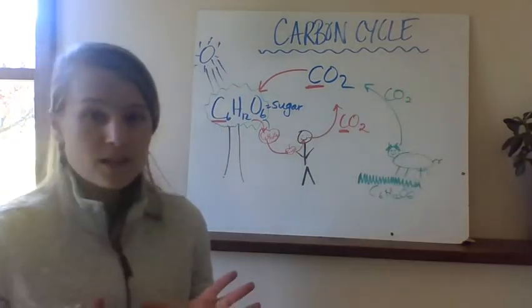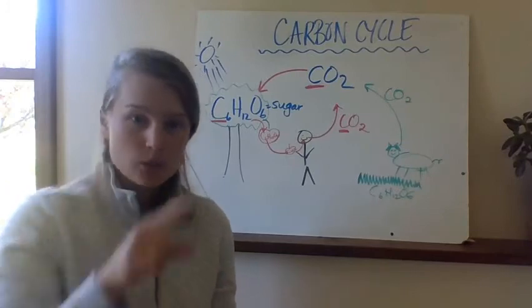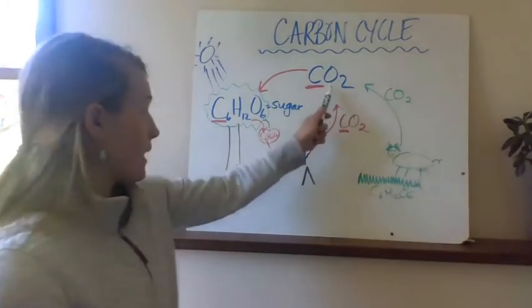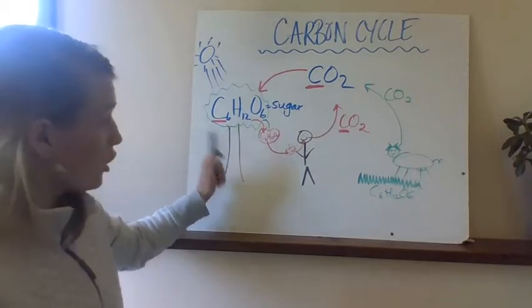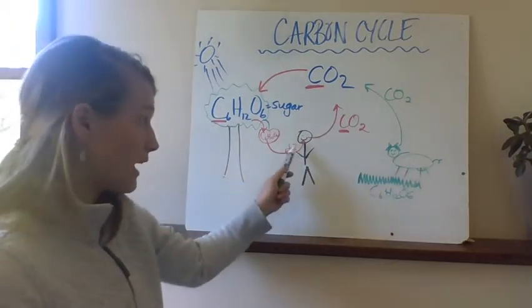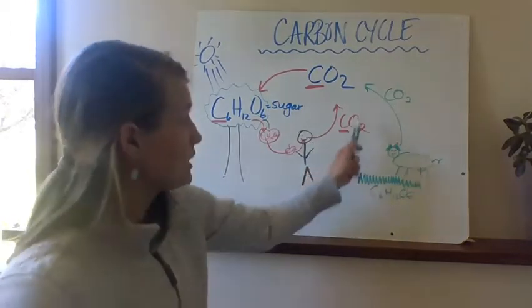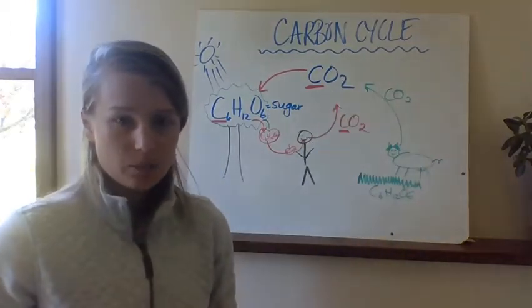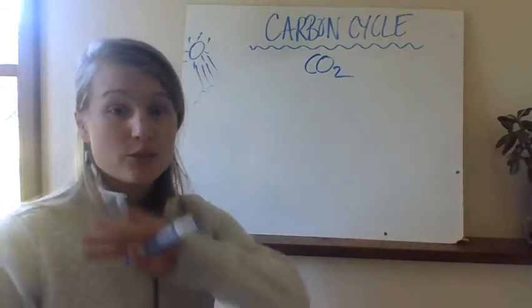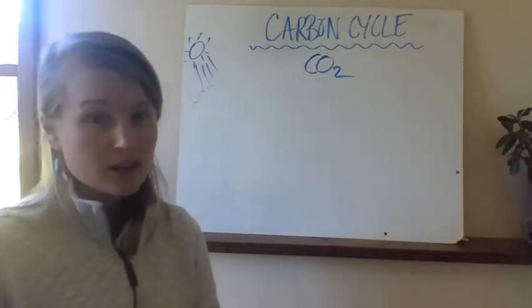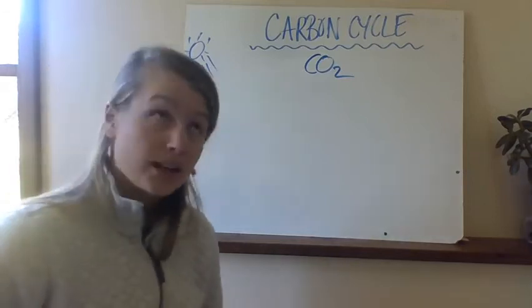So that's kind of the really easy carbon cycle step. Carbon in the atmosphere ends up in a plant as a sugar, goes into an animal as a sugar, and then is released back into the atmosphere as carbon dioxide. All right, so that is the really simplified version of the carbon cycle, but obviously it isn't that easy.